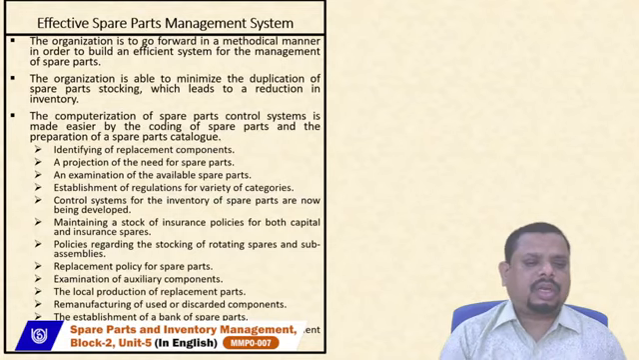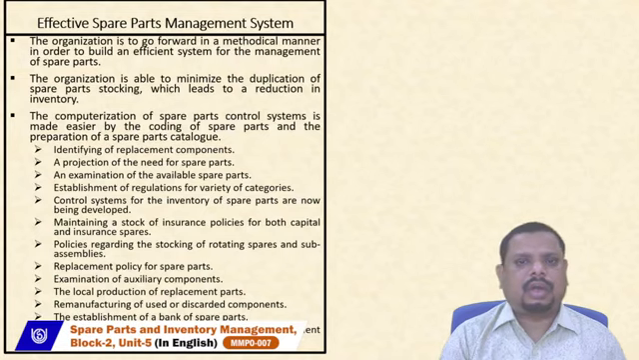Next we have local production of replacement parts. If it is possible, you must go for local production activities inside the organization, as well as outsourcing of replacement parts. So these are the key points for computerization of spare parts control systems. I hope it is clear to all.